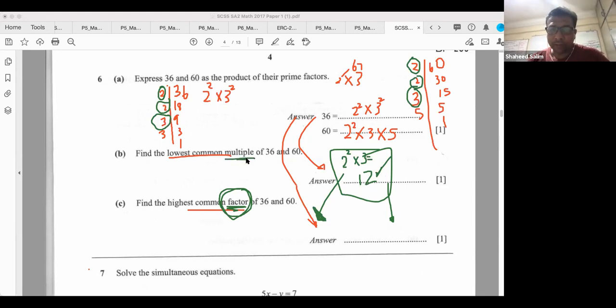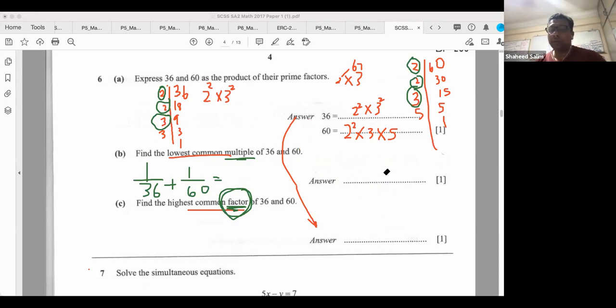Multiple is different. Multiple is like this now. If I put 1 over 36 plus 1 over 60, you want to find the common denominator. What is the smallest common denominator? That is what we are finding out. What number? So how to do? I'll show you now.